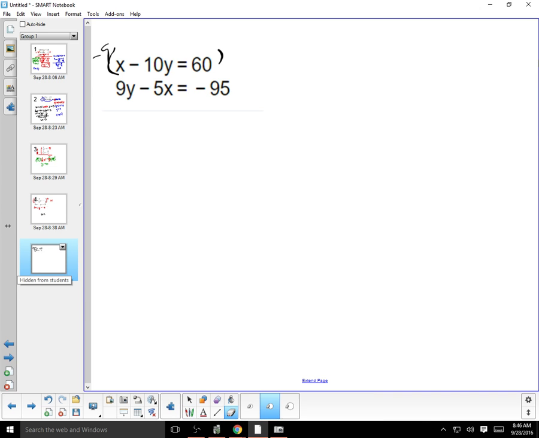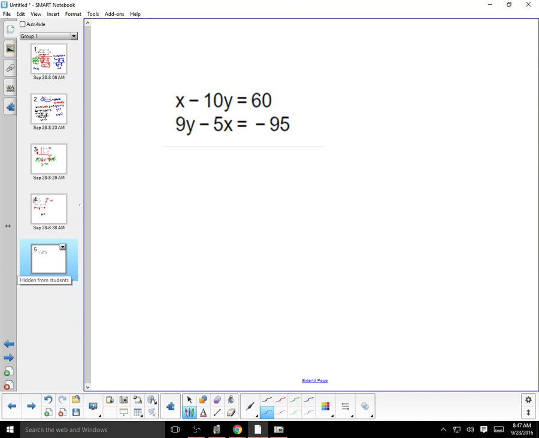Actually, no, that's too big. What do you want to get rid of, X's or Y's? Oh, I see what happened. It's out of order. That's what I was looking at. You see it? That's why you keep messing up. You should rewrite the second one. It should be x minus 10y equals 60. Then negative 5x plus 9y is equal to negative 95.